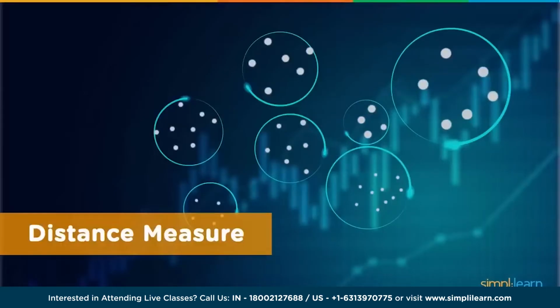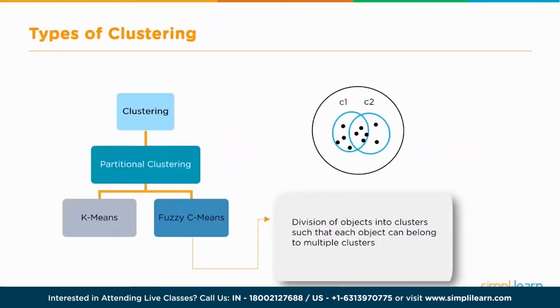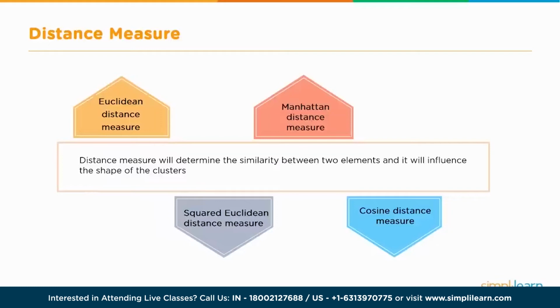So let's take a look at what is distance measure. While these are the different types of clustering, in this video we will focus on k-means clustering. So distance measure tells how similar some objects are. So the similarity is measured using what is known as distance measure. And what are the various types of distance measures? There is Euclidean distance, there is Manhattan distance, then we have squared Euclidean distance measure and cosine distance measure. These are some of the distance measures supported by k-means clustering.